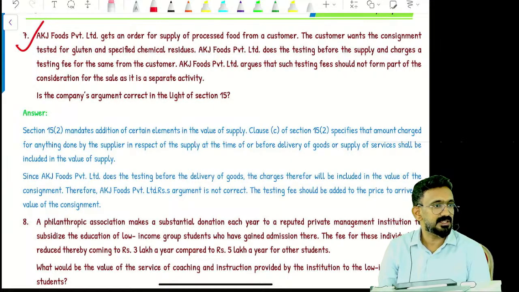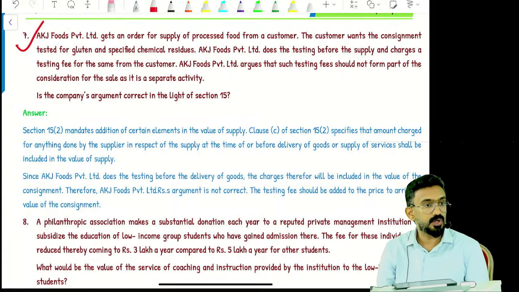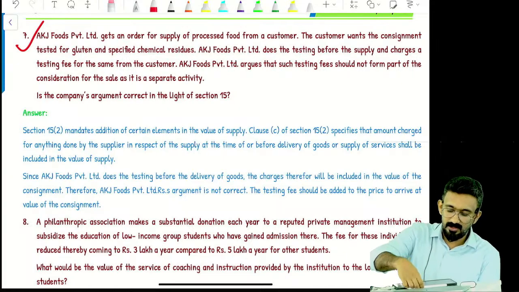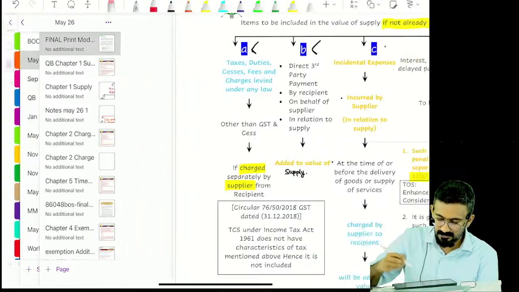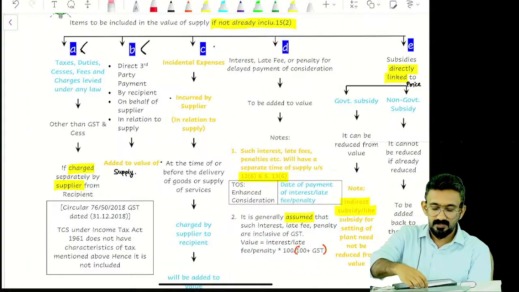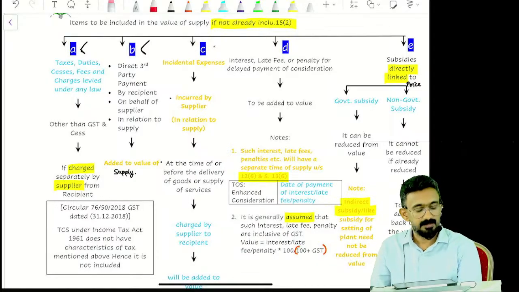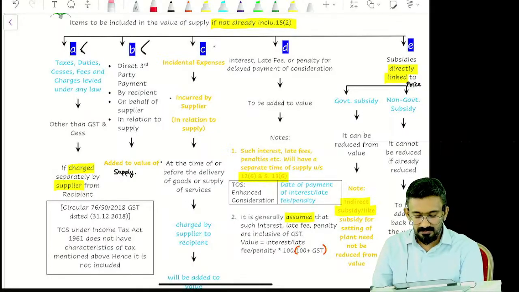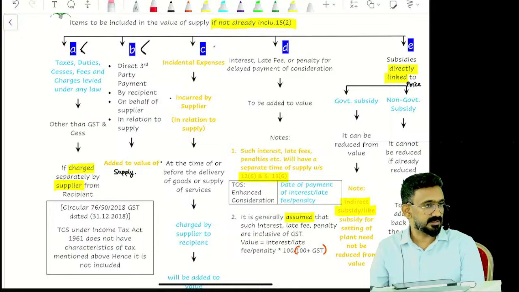Correct in the light of section? Which section are we invoking here? Section 15, subsection 2 clause C. Let's go back and read clause C. What does clause C say? Incidental expenses incurred by the supplier in relation to supply at the time of or before the delivery of goods or supply of services, charged by the supplier to the recipient, will be included.